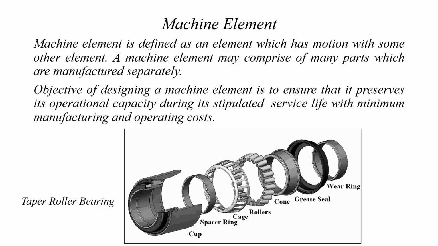So what is a machine element? A machine element is defined as an element which has motion with some other element. A machine element may comprise many parts which are manufactured separately. The objective of designing a machine element is to ensure that it preserves its operational capacity during its expected service life with minimum manufacturing and operating costs. Here you can see an example of a machine element, a taper roller bearing. The taper roller bearing itself is made up of a number of parts known as cup, spacer ring, cage, rollers, cone, grease seal, and wear ring.